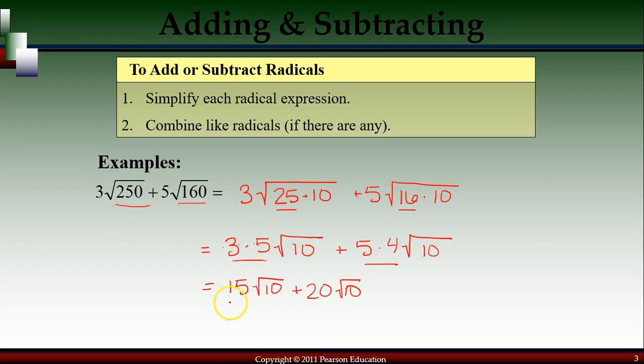And then, since these are like radicals right here and here, we add together the 15 and 20 to get our final answer of 35 square root 10. And that's it.